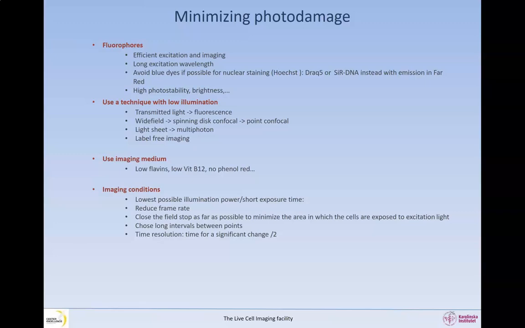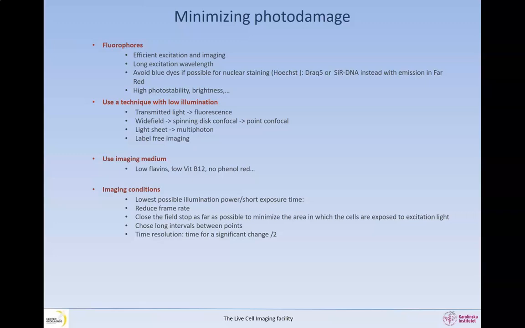Choose long intervals between points, especially in long experiments. Also, remember that the Nyquist theorem works for time as well. Determine how long it takes for the function studied to show a significant change that can be reliably measured by image analysis. The optimal time interval is then half of that time, no more.